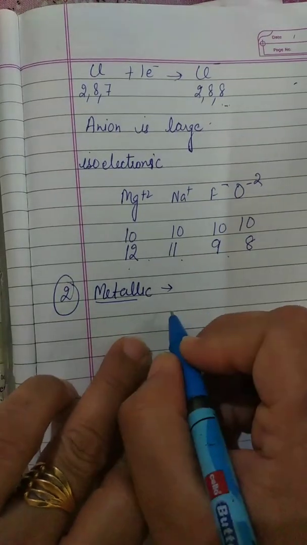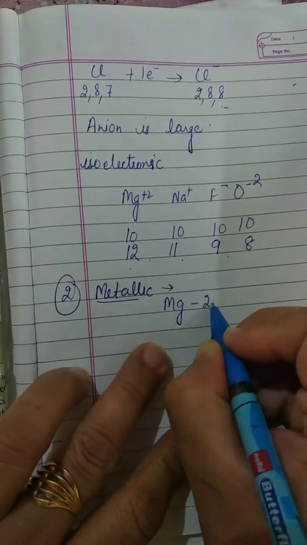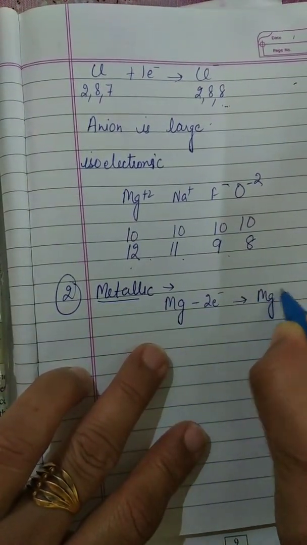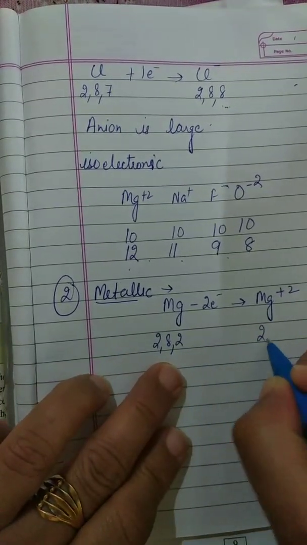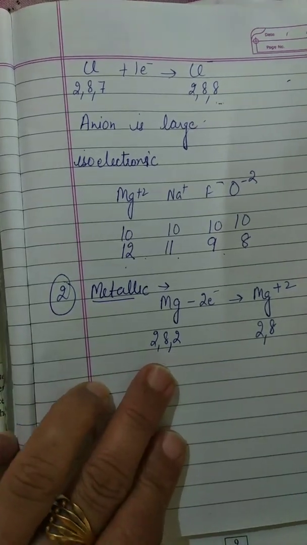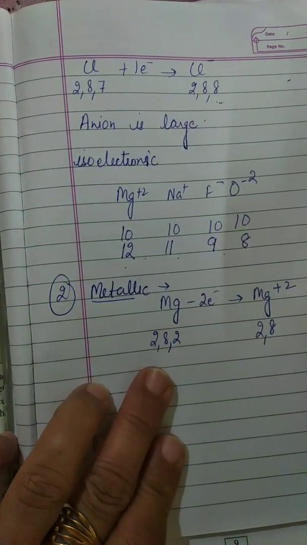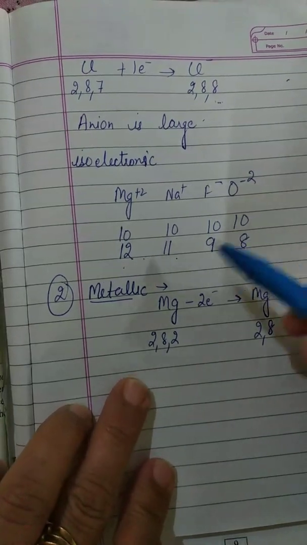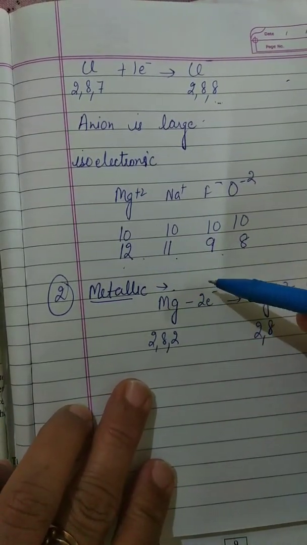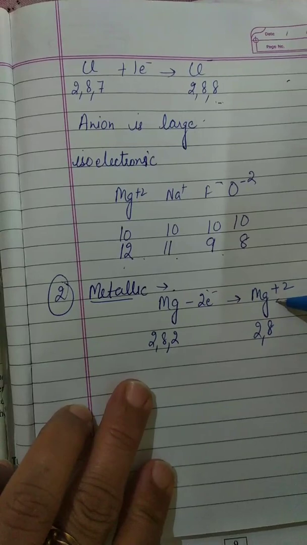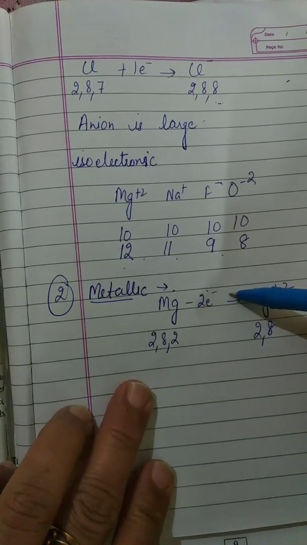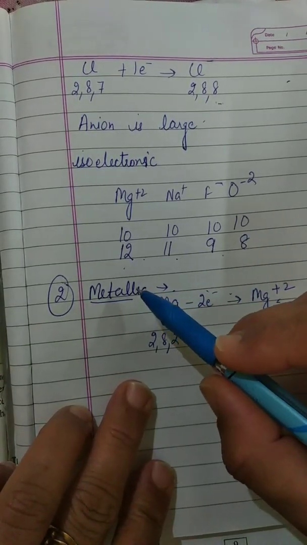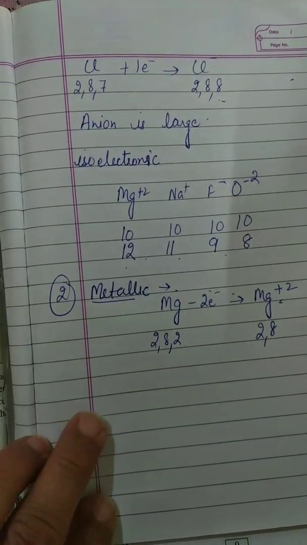For example, magnesium loses 2 electrons and changes into Mg positive 2. That is 2, 8, 2, and after losing 2 electrons it becomes 2, 8, that is stable, attaining octet rule. So the tendency of any element to lose electron to change into a positive ion is considered as metals. Loss of electron is known as oxidation. Therefore we may say metals are good reducing agents.